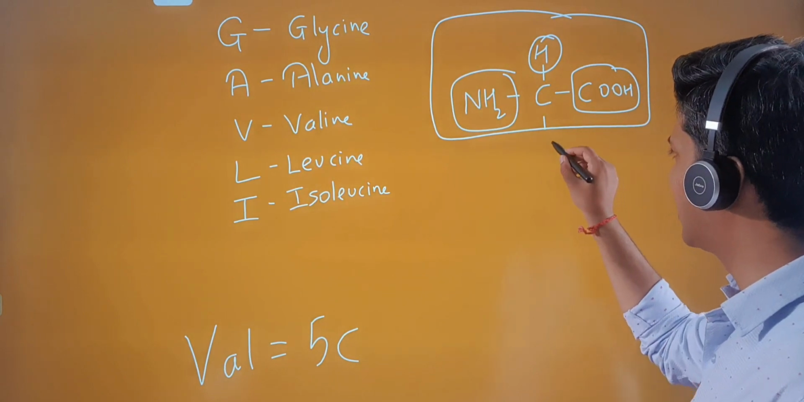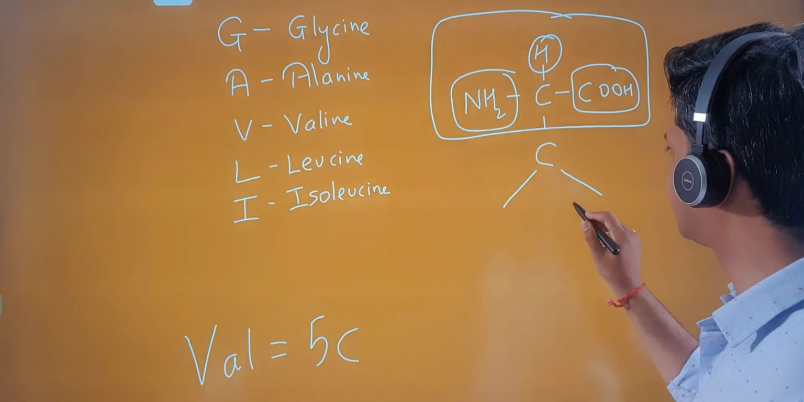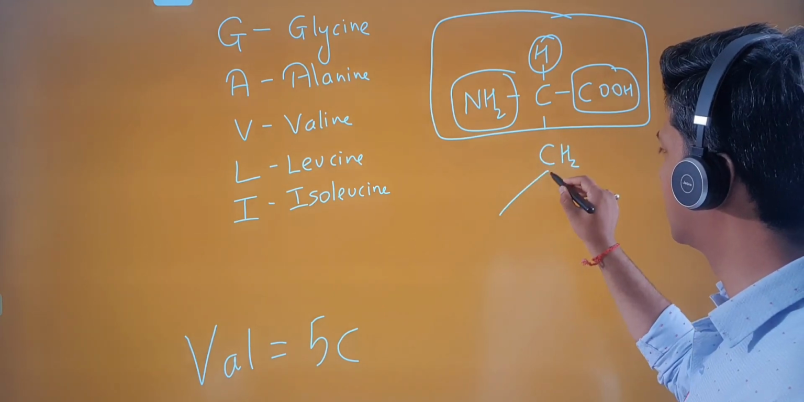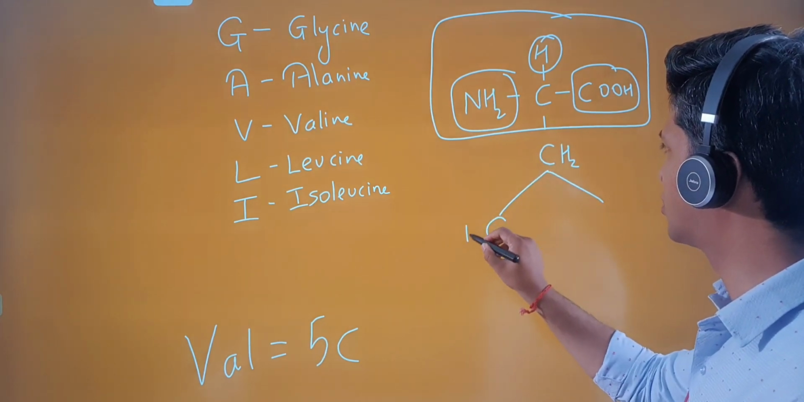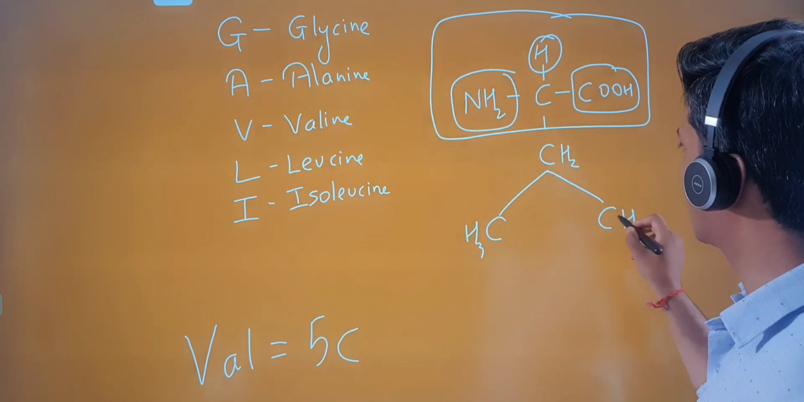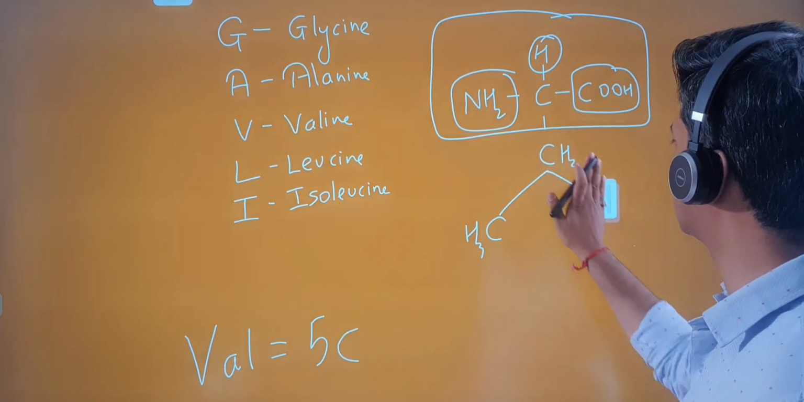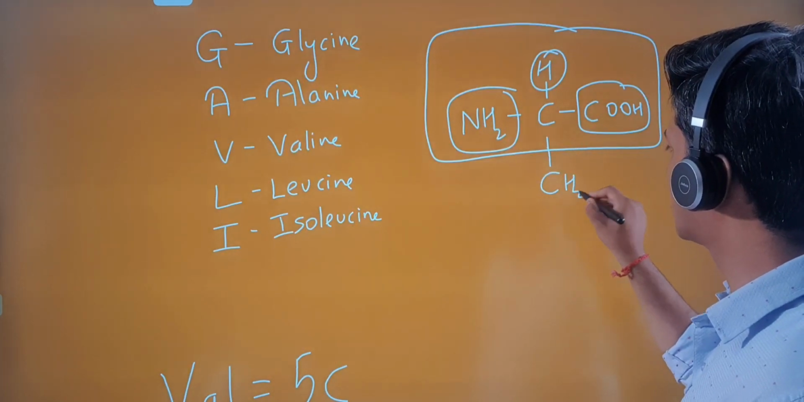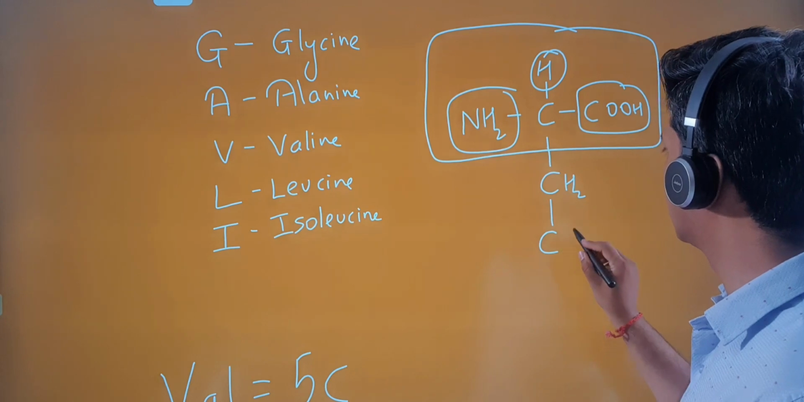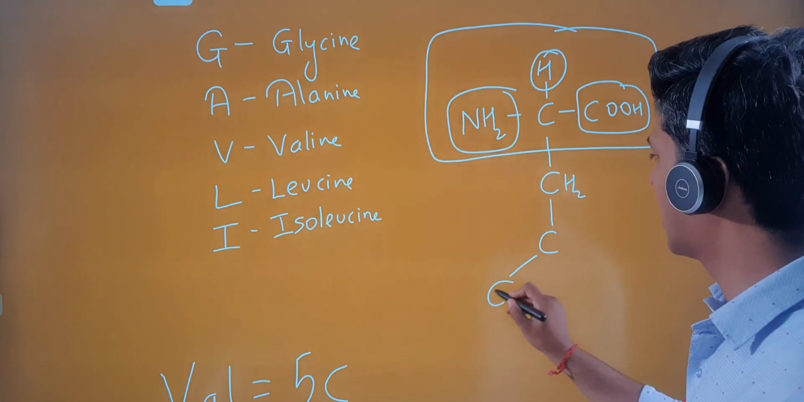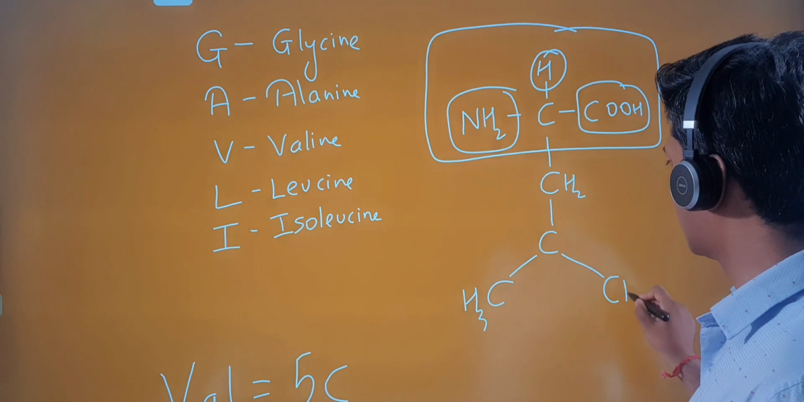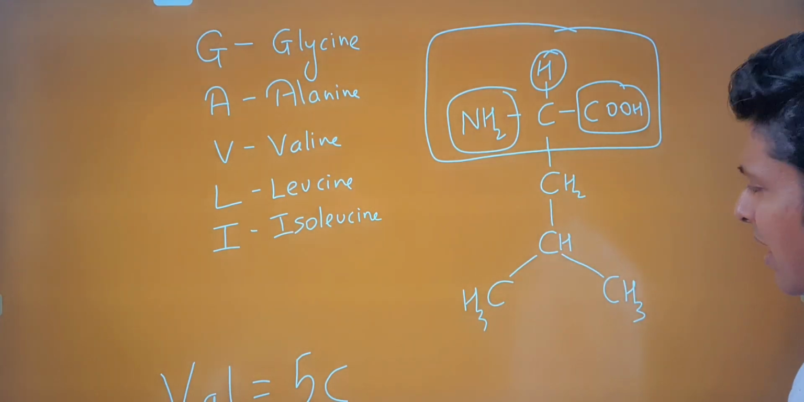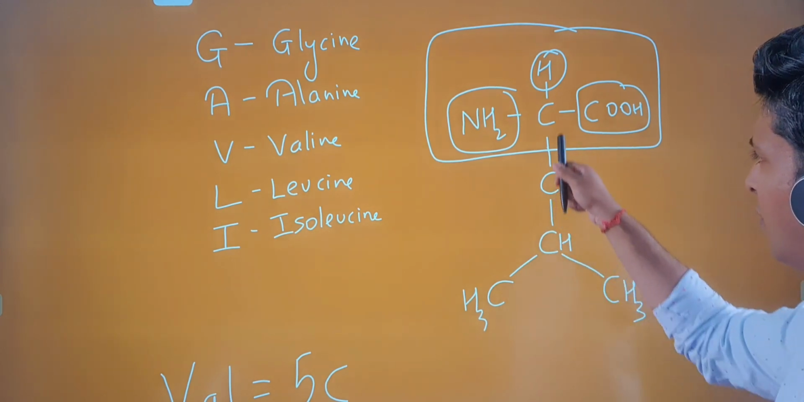So in valine we will be having this kind of structure, CH2 and then CH3, CH3. Okay, 1 2 3 4. No, that went wrong, sorry. So this will be like CH2 and then we'll be having CH3 and CH3. Okay, so this is the structure of valine. Check out the number of carbons. 1, 1 2 3 4 5.